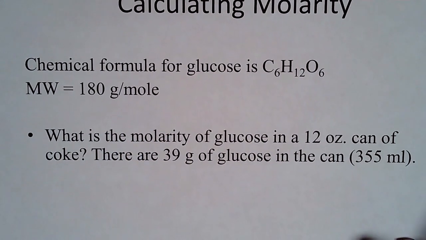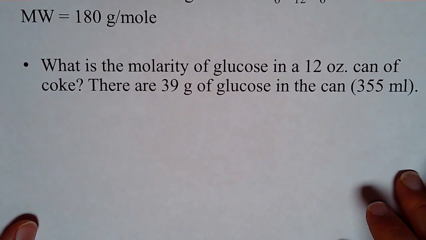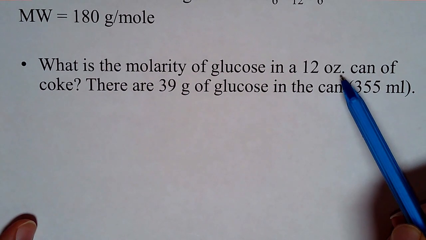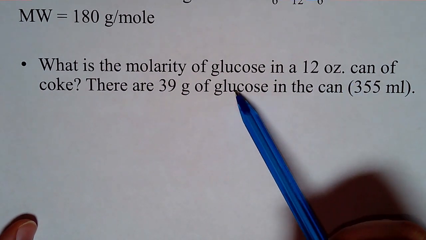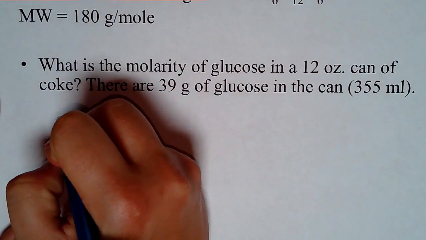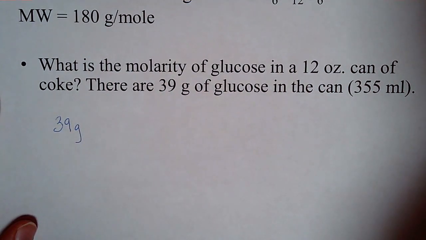Alright, so if we look at what we have, a 12-ounce can of Coke. That'll help us get our volume for the whole solution. And we have 39 grams of glucose, that's our solute, in the solution. So let's start with the 39 grams. We need to convert that to moles in order for the molarity to be calculated.